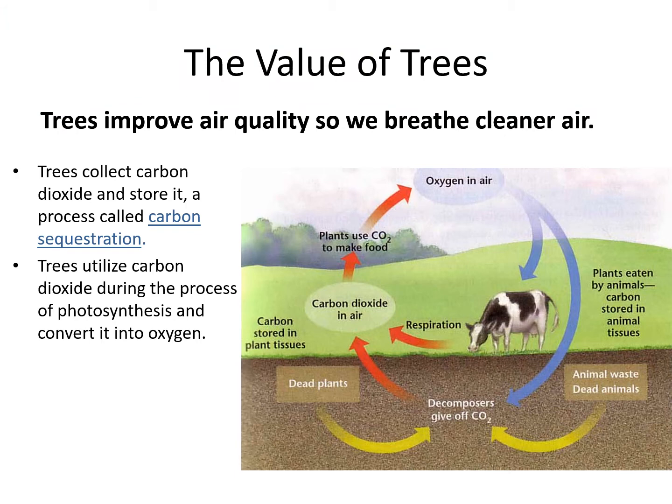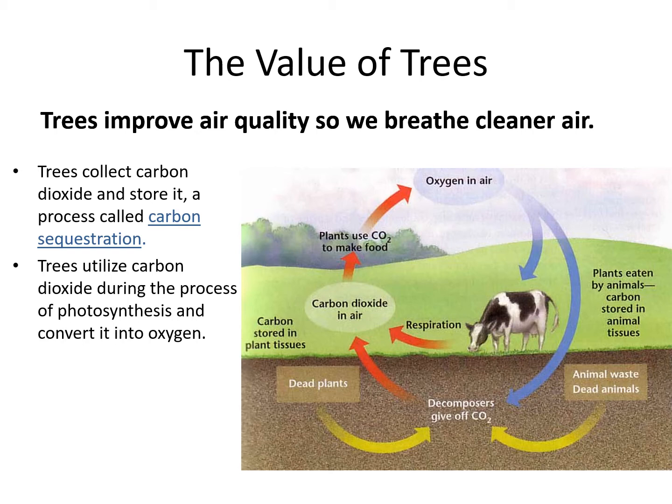So trees are important to our environment. They improve air quality so that we can breathe cleaner air. Trees collect carbon dioxide and store it in a process called carbon sequestration. That's really important to offset global warming. And so when we have plantings, especially younger plantings of trees where they're amassing a lot of woody material, that's our kind of peak carbon sequestration. So that helps us keep our planet cooler.